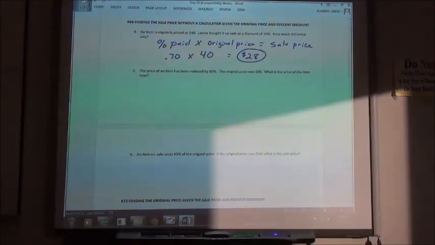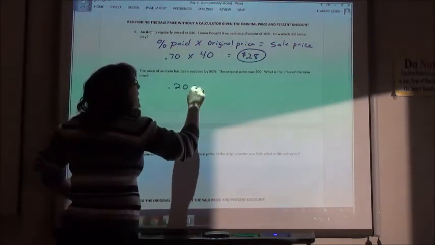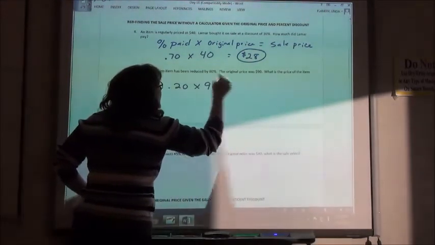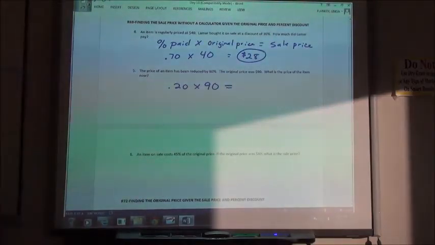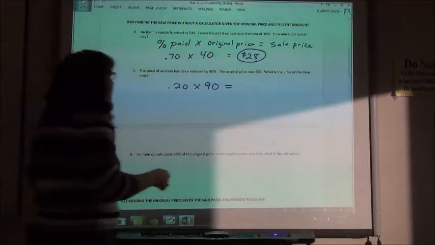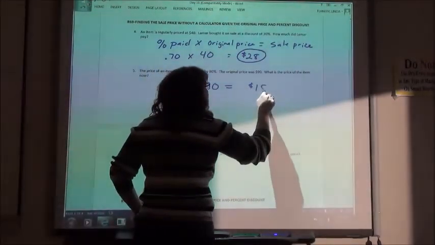The price of an item has been reduced by 80%. If I reduced it by 80%, I only paid what percent? 20%. So I paid 20% of the original price of $90. 20% of 90 is 18. You got a pretty good deal if you only had to pay $18 on a $90 item.